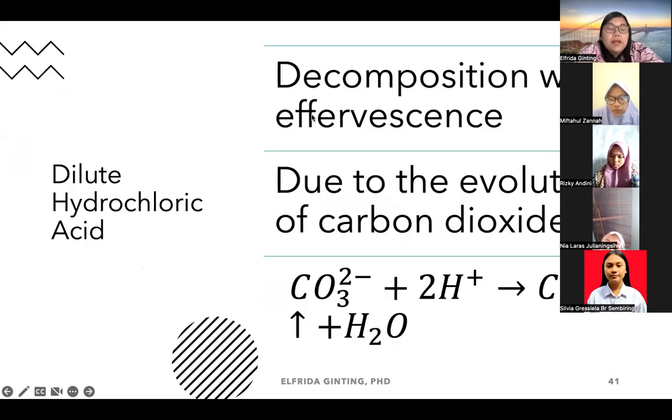Now, the reagent to detect carbonate, the first one is dilute hydrochloric acid. If you mix carbonate with dilute hydrochloric acid, it will become decomposed, and when it decomposes, it will release carbon dioxide gas. So you can see here carbonate, you add it with acid, and this is only dilute acid, and it will form a carbon dioxide gas.